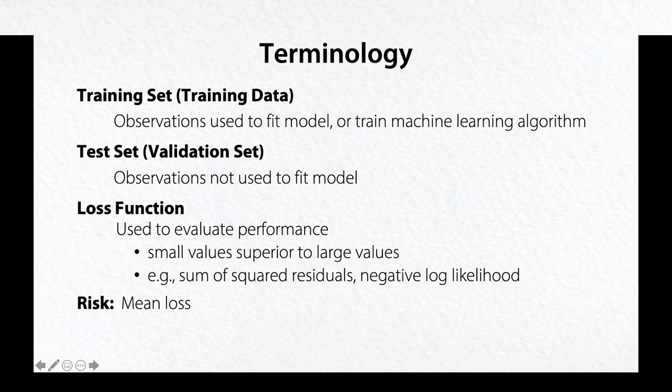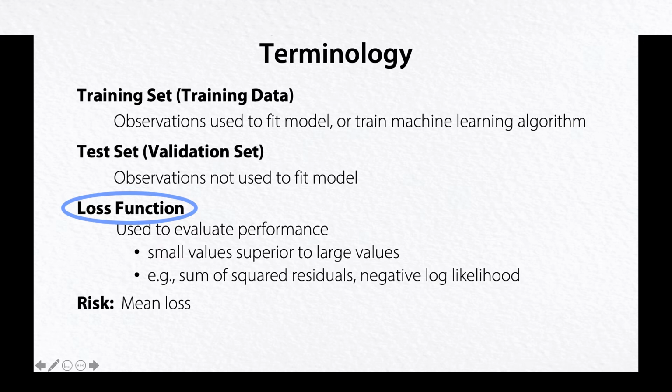Here's some terminology. The training set or training data are the observations used to fit the model or train the machine learning algorithm. The test set or validation set are observations that were not used to fit the model, but will be used to evaluate the loss function to measure performance. Since it's a loss, small values are superior to large values. You want to minimize the loss. The sum of squared residuals is one example loss function, and the negative log likelihood is another.